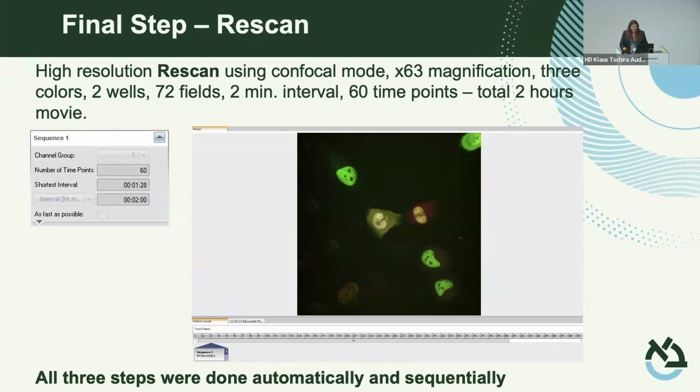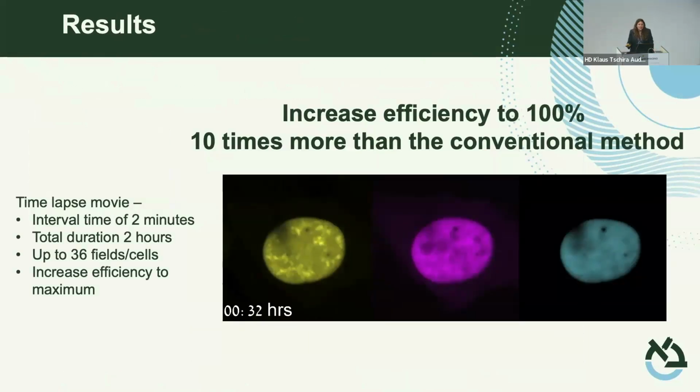And the most important thing is that we increased the efficiency of this whole process to 100%. 10 times more than what we used to have. So you see that each one of the fields now will have at least one triple positive cell that we can further analyze for the accumulation of this protein. Okay, so what we did is to introduce an analysis step to the workflow to increase efficiency of this whole process to 100%. Okay, this is it.